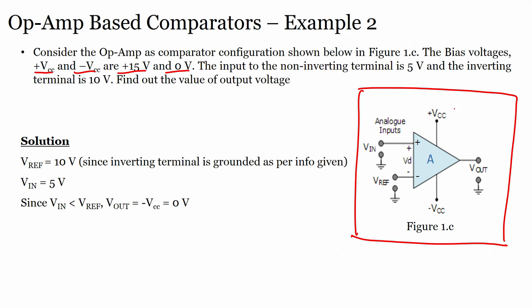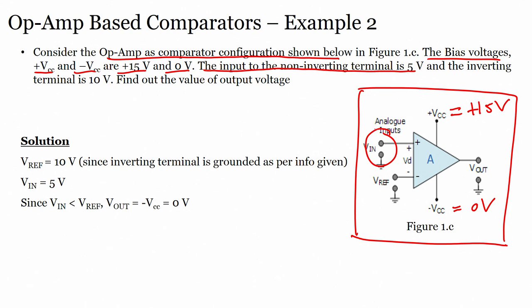Okay. So, here VCC is given as plus 15 volts and minus VCC is given as 0 volts. Consider the op amp as a comparator as shown below. The bias voltages are plus 15 and 0. The input to the inverting terminal is plus 5 volts, and the other terminal is 10 volts.